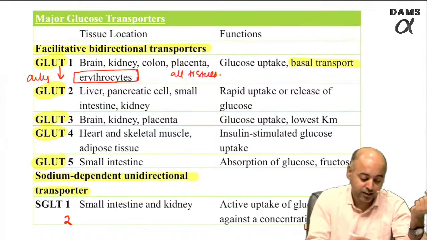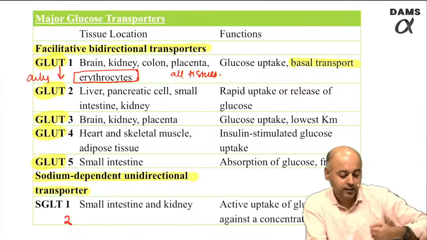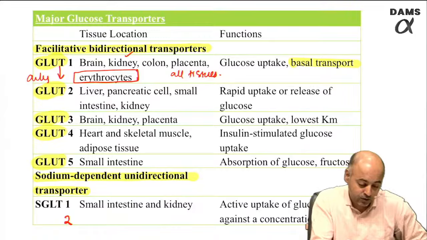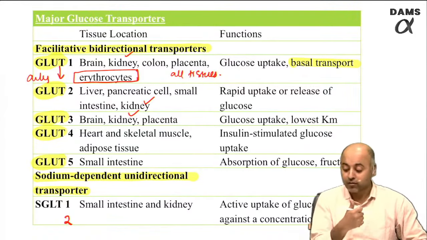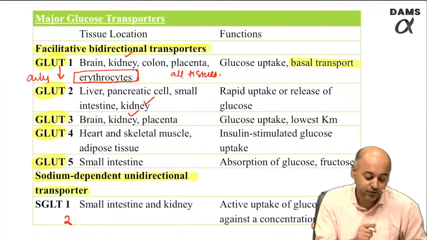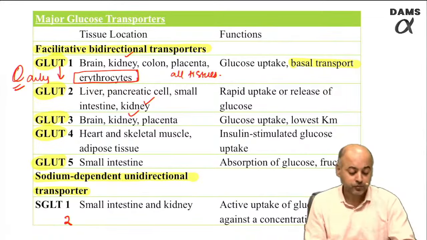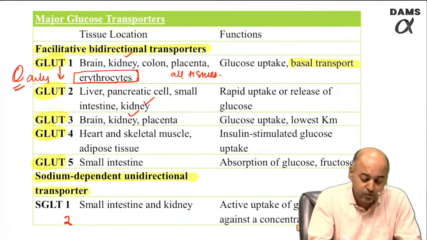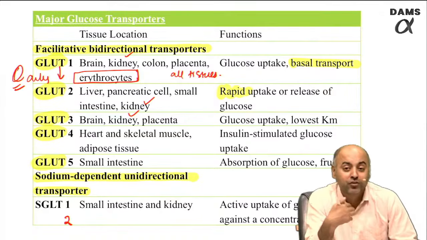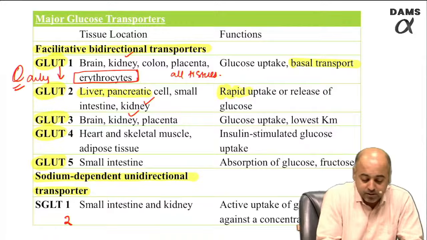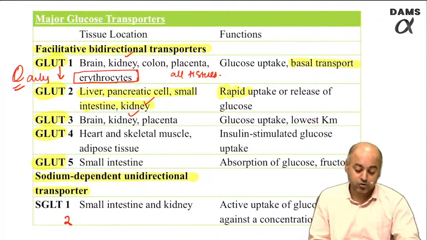For example, if you look at liver, or the kidney, or the intestine, you can see here kidney has GLUT1, but kidney also has GLUT2, kidney also has GLUT3. So most of the tissues will have GLUT1 plus something else, except for RBC. RBC has only GLUT1. This is another very commonly asked question. Then about GLUT2, what you have to remember is it is responsible for the rapid uptake and release of glucose. So wherever rapid transport is required, in the liver, in beta cell of pancreas, in the small intestine, and kidney, we have the GLUT2.